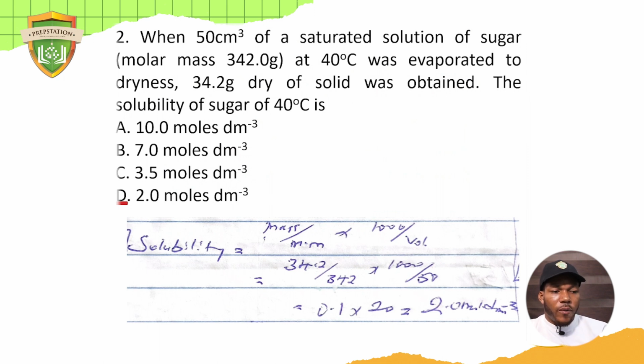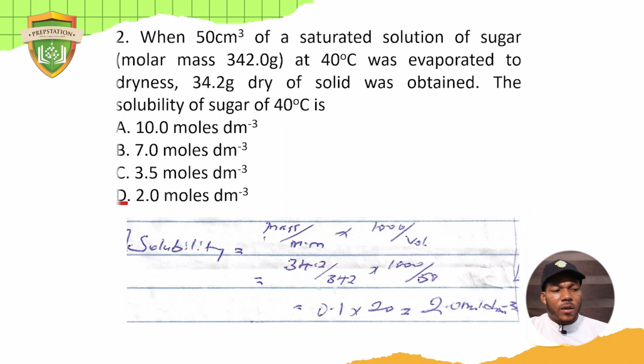Now question 2 is the same thing. Just go straight, use the formula. It's very easy for you because it's OBJ, and you don't have much time, all right? So when 50 cm³ of the solution of sugar at this temperature was evaporated to dryness, 34.2 grams of dry solid was obtained. What is the solubility? Very simple. Pick your formula, which is mass over molar mass times 1,000 over volume. Now look at your molar mass. What salt is given? They give you the molar mass already: 342 grams is your molar mass.